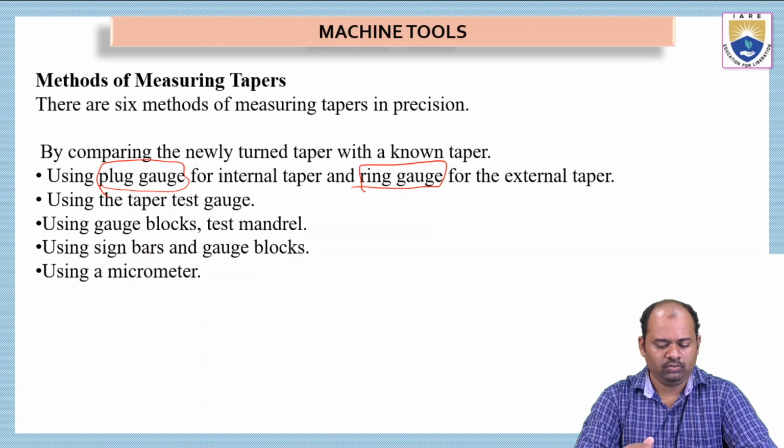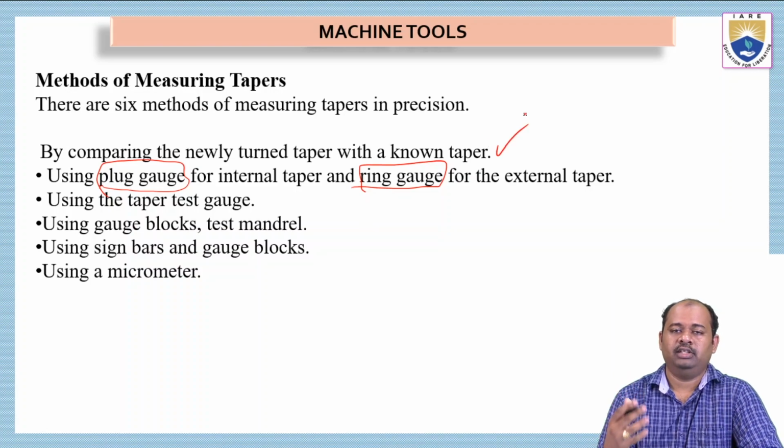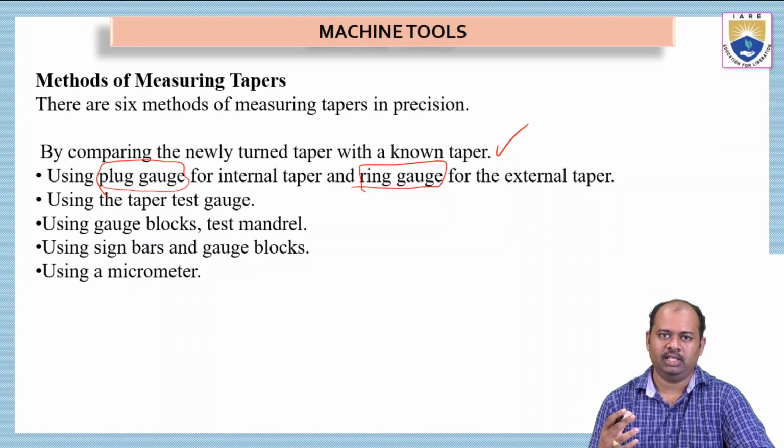So this is the first point. By comparing the newly turned taper with the known taper, we can compare how much taper is formed. Generally, taper is nothing but the angle.